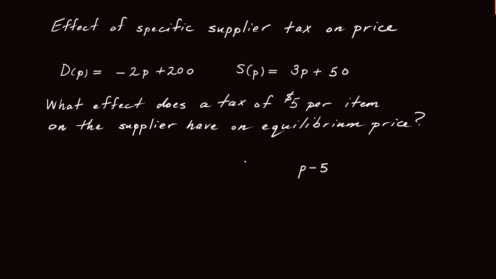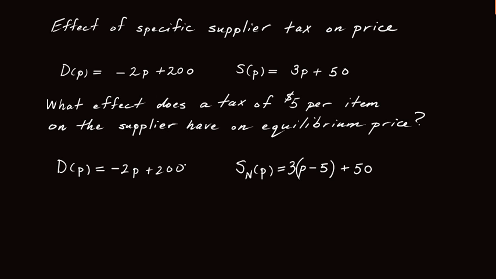So the supply equation changes, and the new supply equation, I'll call it SN, N for new, is equal to 3 as before, but now P minus 5 instead of P, plus 50. So that's the new supply equation. The demand equation doesn't change here, because the tax is on the supplier. At least the government's collecting the tax from the supplier.